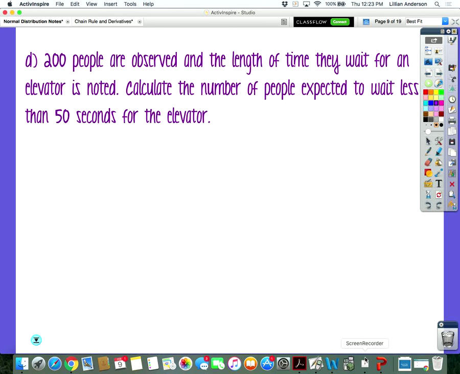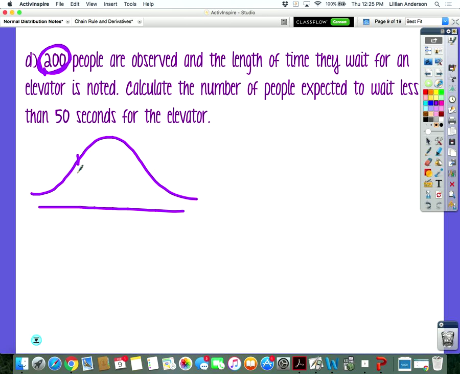Last one. 200 people are observed, and the length of time they waited for an elevator is noted, kind of like collecting data. Calculate the number of people expected to wait less than 50 seconds for the elevator. Expected value: you have to take the probability and multiply it by however many people are in the sample. So you have to figure out the probability that somebody waited less than 50 seconds.